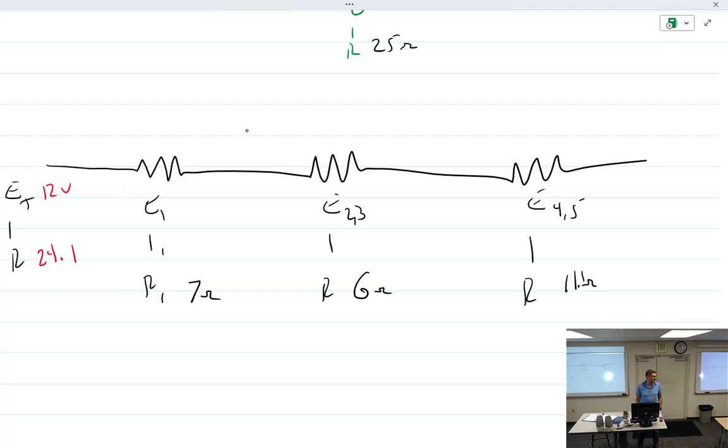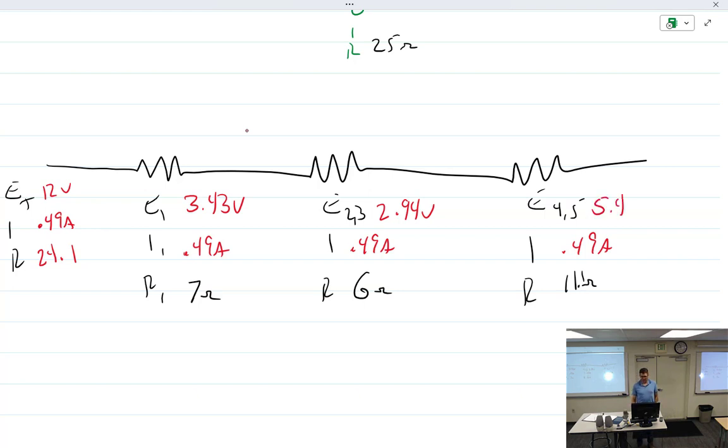What's next? Amperage. What's my amps? 0.49 amps. And then because it's a series circuit, 0.49 amps, 0.49 amps, 0.49 amps, and solve using Ohm's law for the voltage drop across each one. Anybody have a voltage drop for one yet? 3.43. 3.43 volts. Voltage drop for two. 2.94 volts and 5.439 volts.